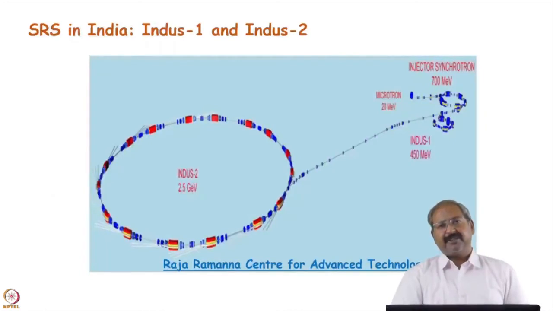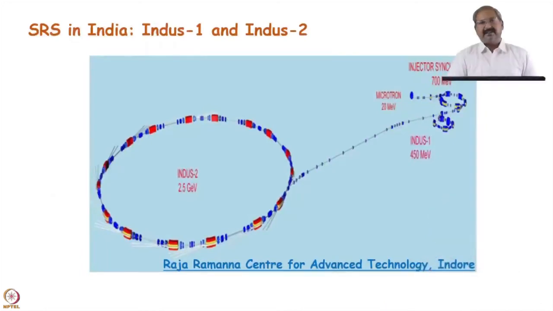Now, in our country, at RRCAT, Raja Ramanna Centre for Advanced Technology, Indore, we have synchrotron radiation sources. These are the only two synchrotron radiation sources in our country, and these are housed in RRCAT. So this is the simple layout of that facility. Here, first of all, there is a microtron which raises the energy of electrons up to 20 MeV.